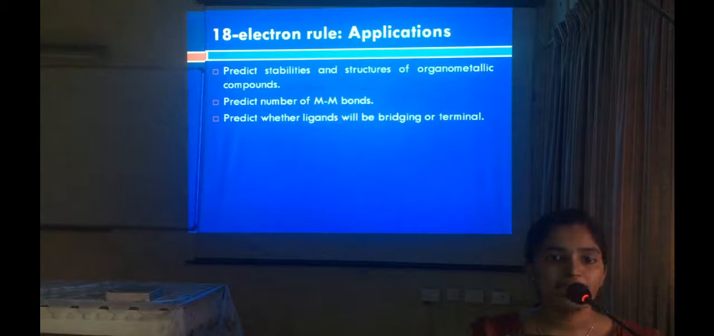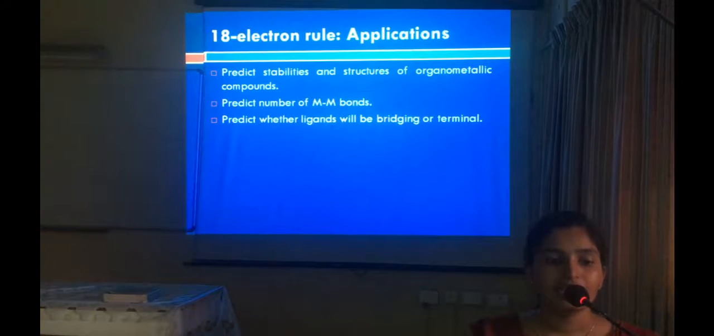There are various applications for the 18 electron rule. It can predict the stabilities and structures of organometallic compounds, it can predict the number of metal-metal bonds, and it can predict whether the ligands will be bridging or terminal.